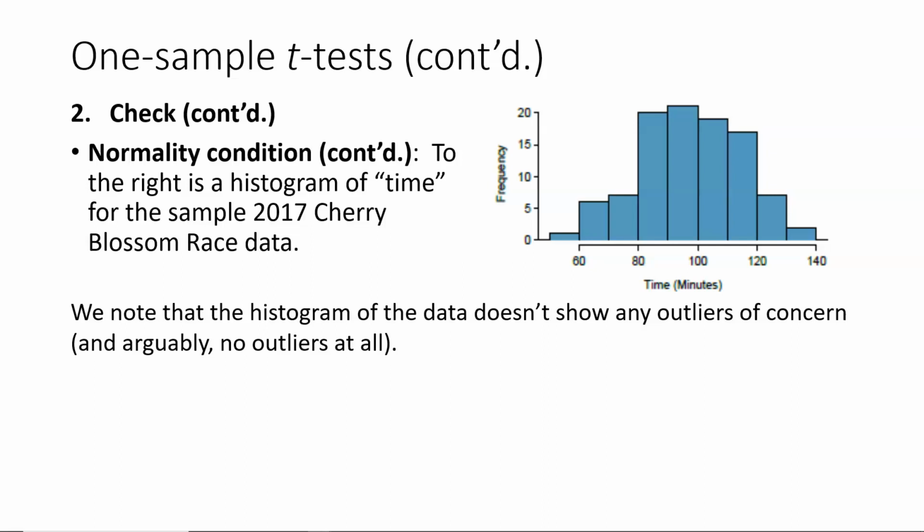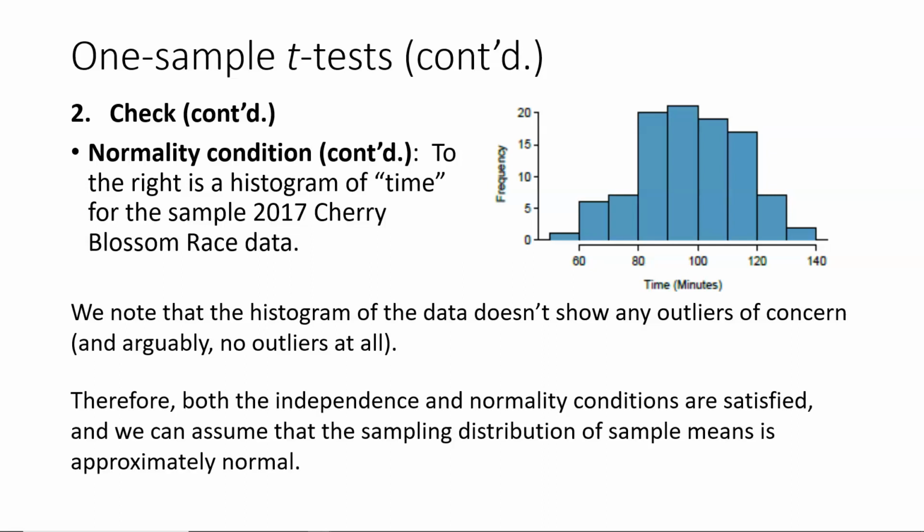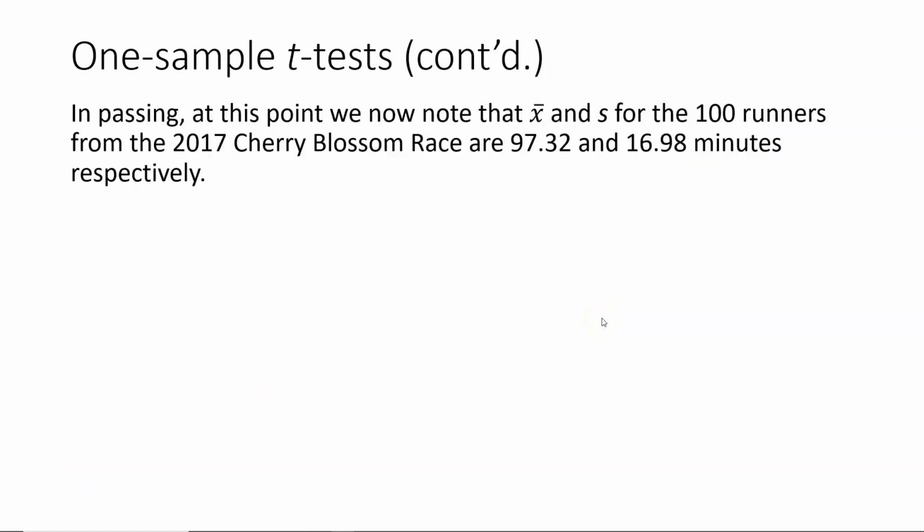Therefore, we can say that the normality condition is met in this particular case. And because both the independence and normality conditions are satisfied, we can assume that the sampling distribution of sample means is approximately normal. Now, before we move on to the calculate step, in passing, I want to take note of the fact that the sample mean and standard deviation for the 100 runners in our sample from the 2017 Cherry Blossom race are 97.32 minutes and 16.98 minutes, respectively.